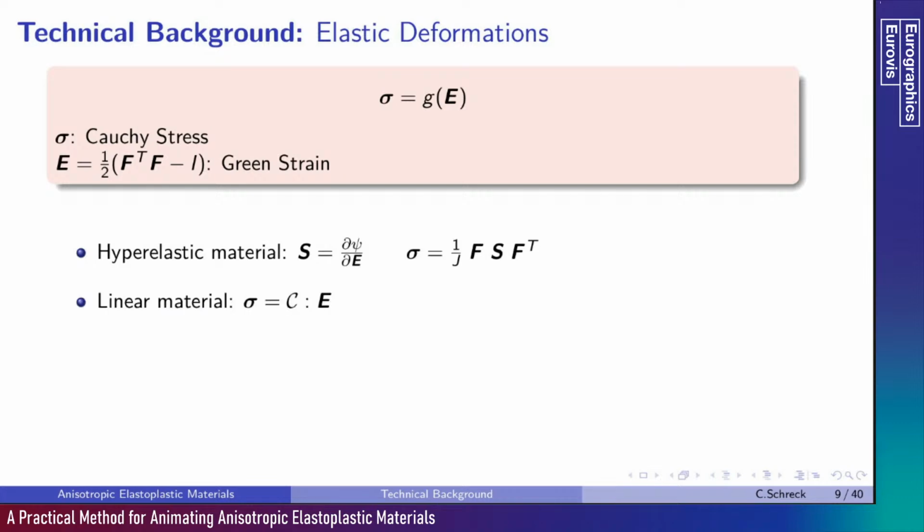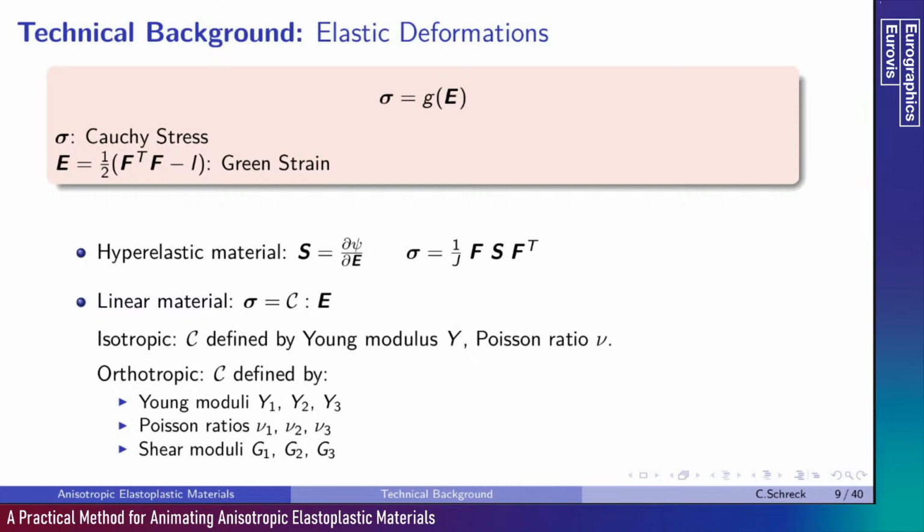For linear material, the stress is simply computed by multiplying the strain by a fourth-order tensor C. So each component of sigma is a linear combination of the components of E. The tensor C must be symmetric, so it has 36 degrees of freedom. This can be reduced if the material behavior exhibits some symmetries. For example, for an isotropic material, C is entirely defined by a Young modulus and a Poisson ratio. Another example would be an orthotropic material, so a material that has 3 planes of symmetry.